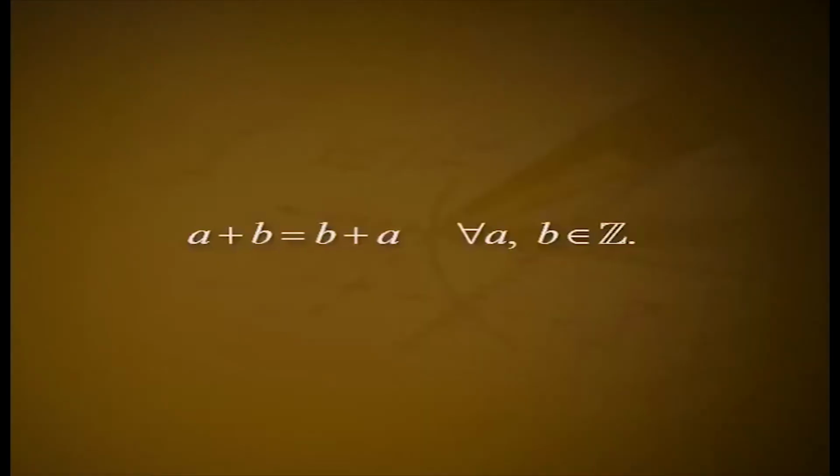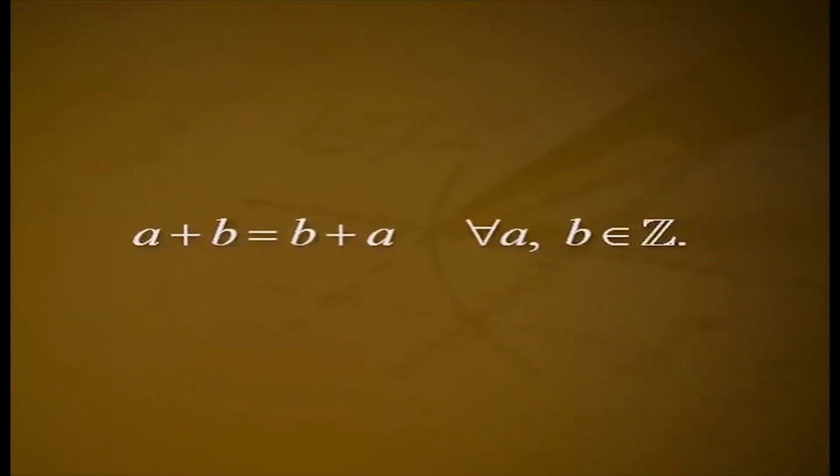Thus, for every integer, there exists an additive inverse in the set. Hence, Z is a group under addition. Moreover, G4, commutativity: a + b = b + a for every a, b in the set. Hence, Z is an abelian group.